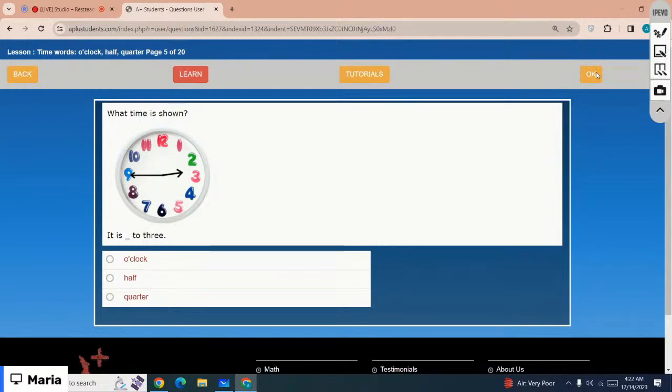You have 15 to 3, right? That means you still have 15 minutes to 3, right? So the correct option is quarter to 3. Whenever you are talking about the 15 minutes, that is quarter. So it is quarter to 3, right? That means after 15 minutes, it is 3, right?